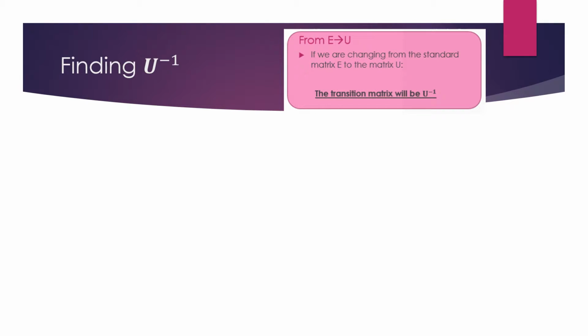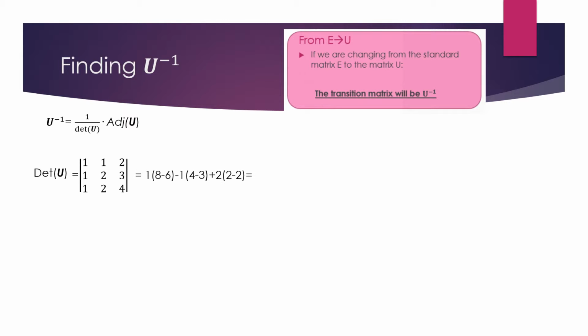To find our U inverse, we can use the equation U inverse equals 1 over the determinant times the adjoint of U. So let's first find the determinant of U. So we have the determinant of [1, 1, 1], [1, 2, 3], [1, 2, 4]. I'm going to use the first row. So we have 1 times (8 minus 6) minus 1 times (4 minus 3) plus 2 times (2 minus 2), which is 2 minus 1, which is 1. So our determinant of U equals 1.